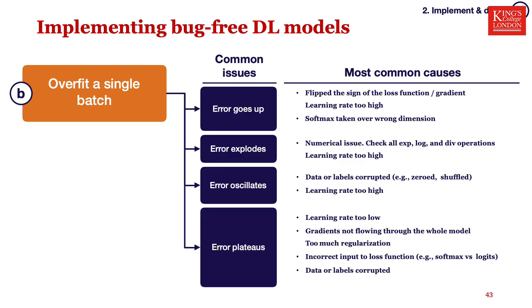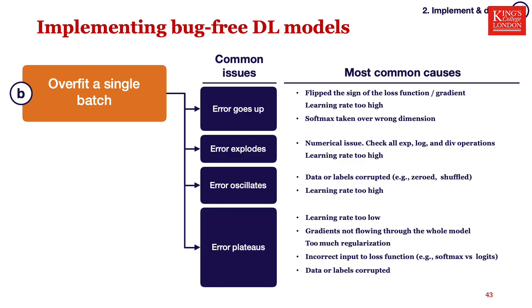And the last one that happens is that it plateaus. Normally when it plateaus, it has to do with several things. The learning rate might be too low, so you're going too slowly, and because of this, the model ends up plateauing and not really optimizing. You might also be in a situation where the gradients are not flowing through the model.